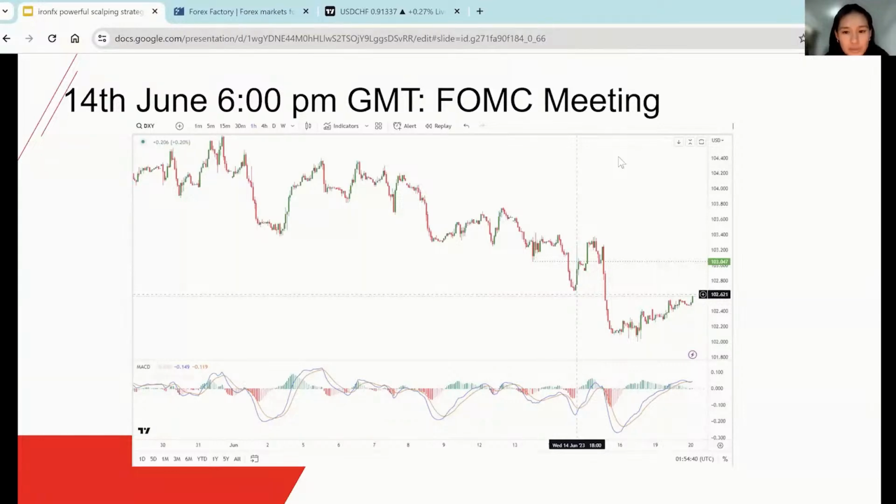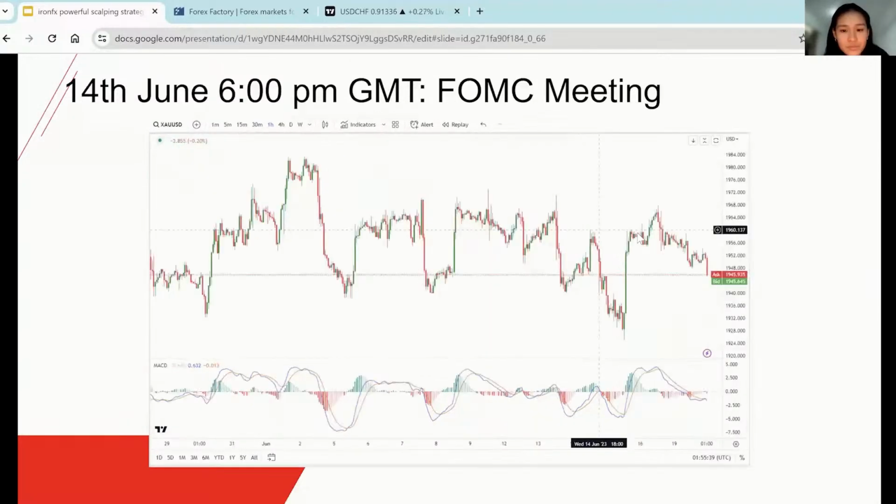Okay, now let's look at FOMC meetings. So this impact is on the DXY. So at 6 o'clock on Wednesday, 14th of June, we saw prices rise significantly, even above this resistance level. Okay, but on our gold, we see the opposite effect happening. We see it drop significantly.